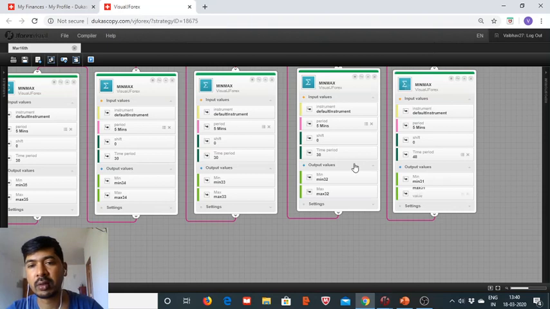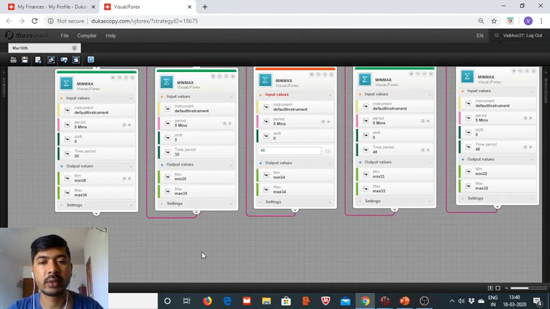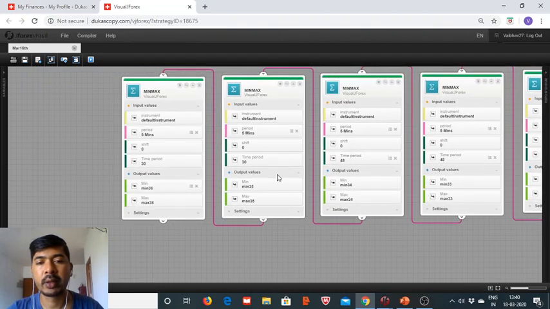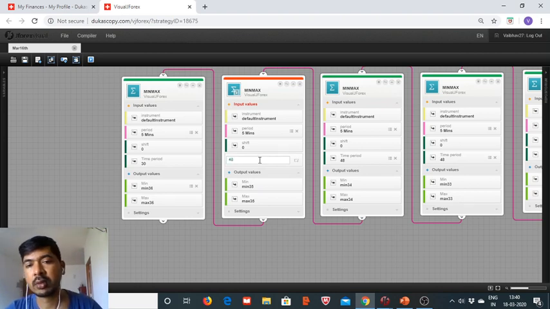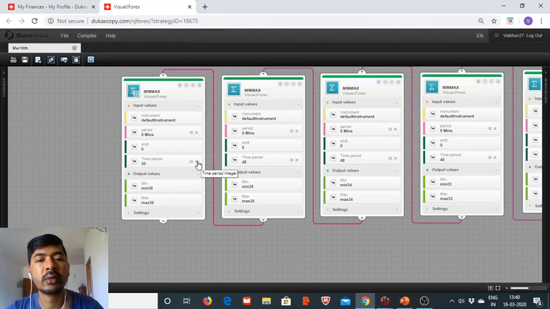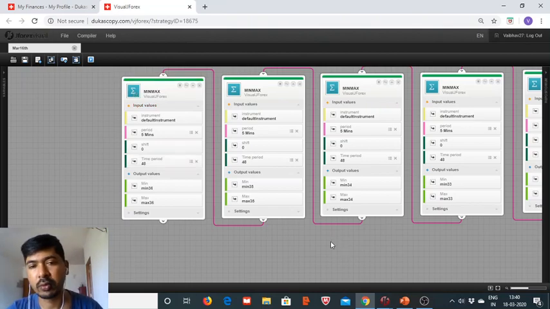48, 4 hours. Here also 48. And then we will utilize these values to compare the recent volatility with ATR, the average true range. 48. Here also 48. Okay, so far so good.